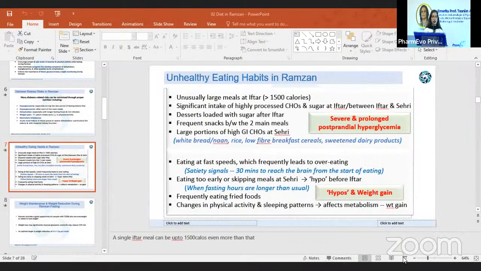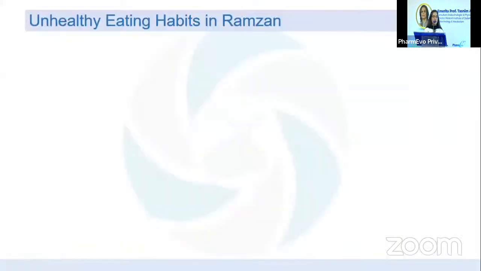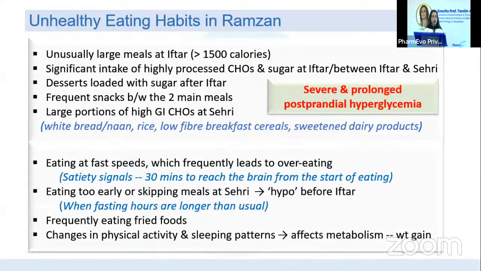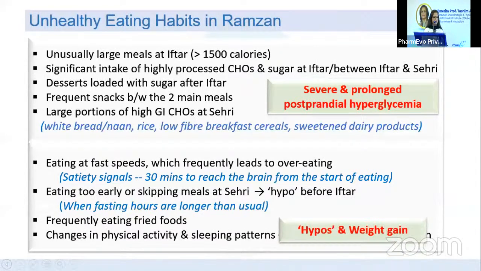Then eating at fast speeds, which frequently leads to overeating because it takes 30 minutes for satiety signals to reach our brain. And eating too early or skipping meals altogether at sehri can give hypoglycemia before iftar, especially if fasting hours are longer. And then frequently eating fried foods and changes in physical activity can lead to weight gain.